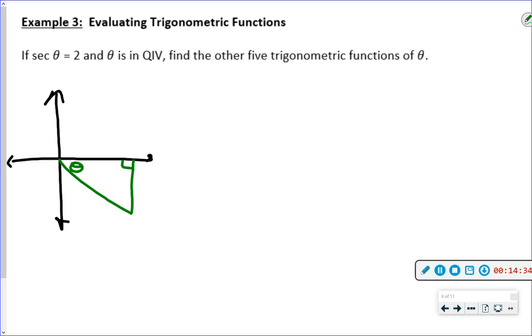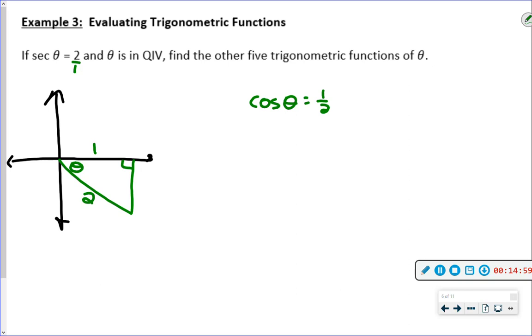Now, I don't like necessarily that they gave you secant. We like to work in our main 3 trig functions. If you know secant is 2/1, I know cosine is the reciprocal. Plus, I need to find the other 5. Well, there's one of them. Okay, so now I can label the sides. Cosine, adjacent over hypotenuse.